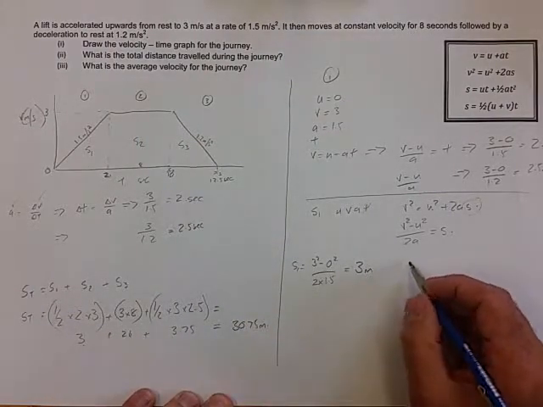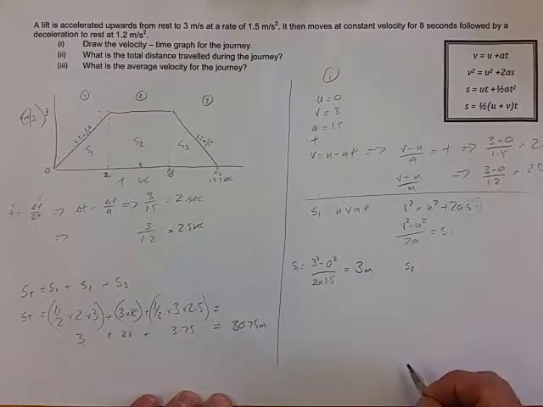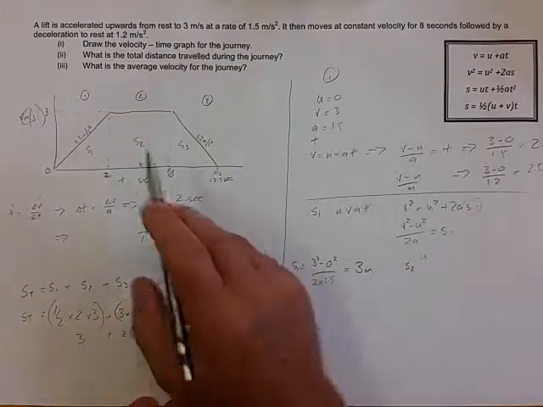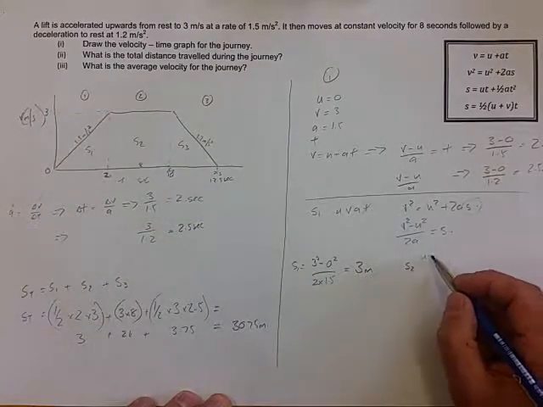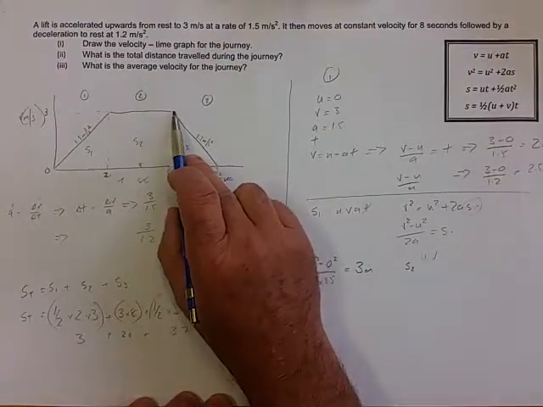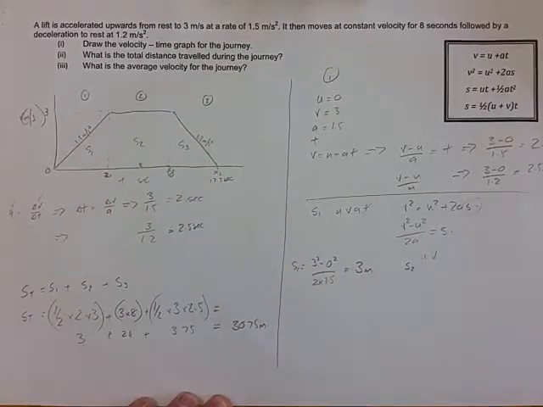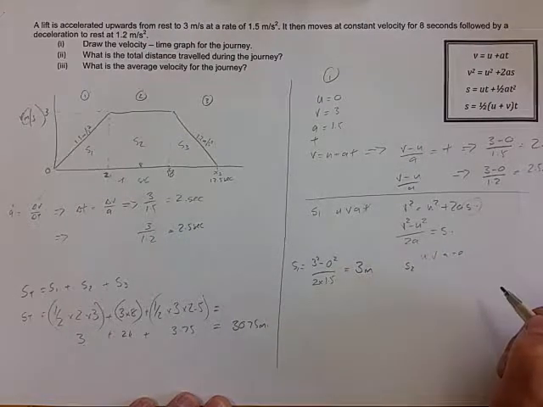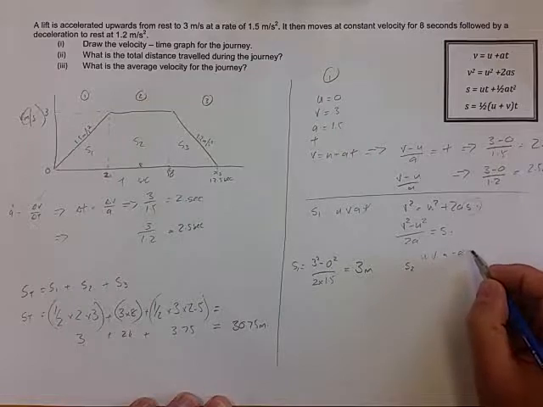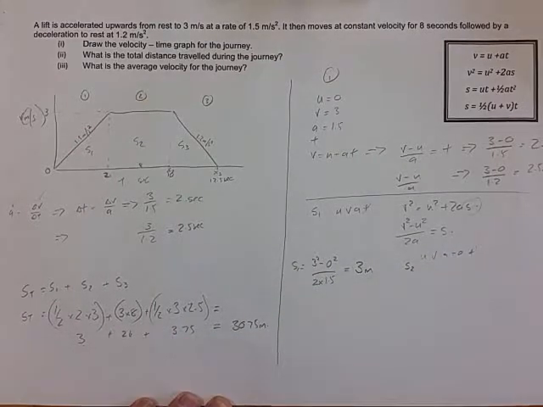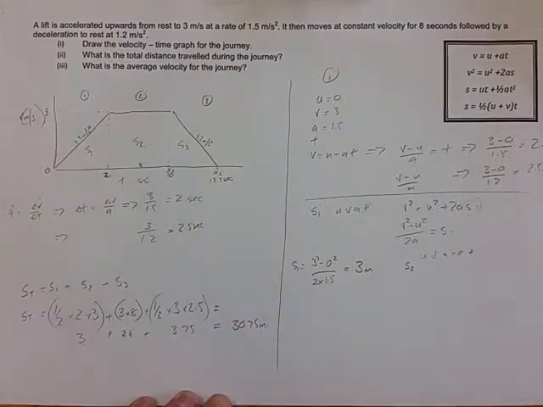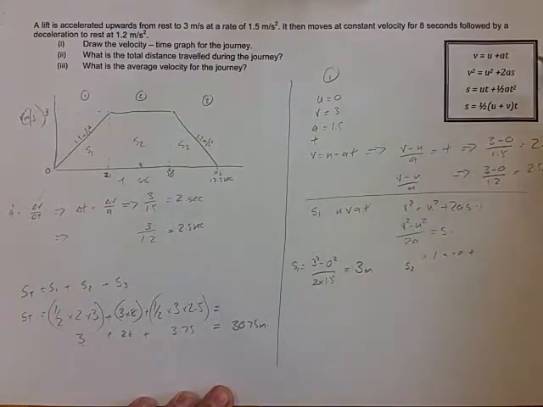Right, so now we'll move on to S2. Again, what do we have? We've got U, which is 3. We have V, which is 3 because it's running at a constant speed. We have our acceleration equals 0. And we have T, which is 8 seconds. Well, in this case, we were given the 8 seconds and we were given the 3, so we can simply use one of the formulas.